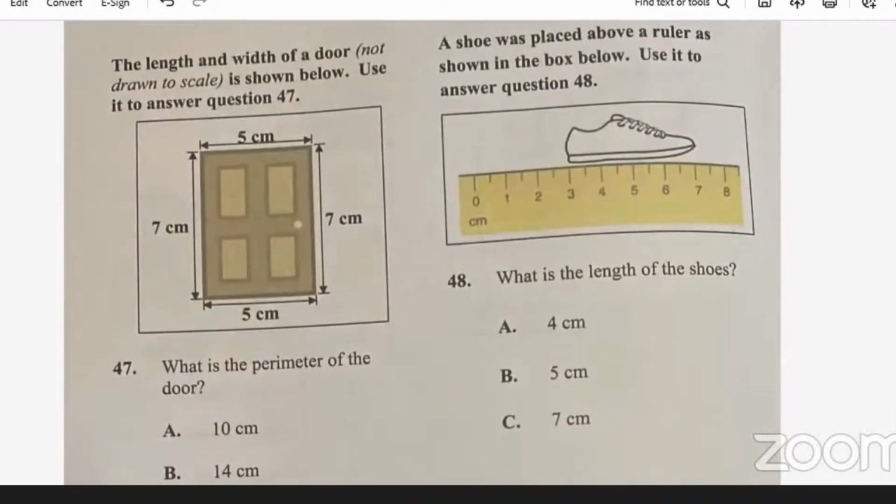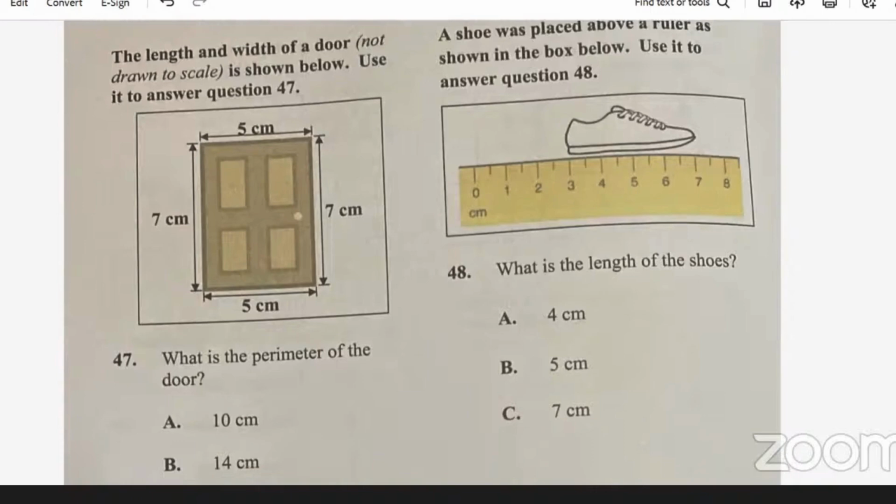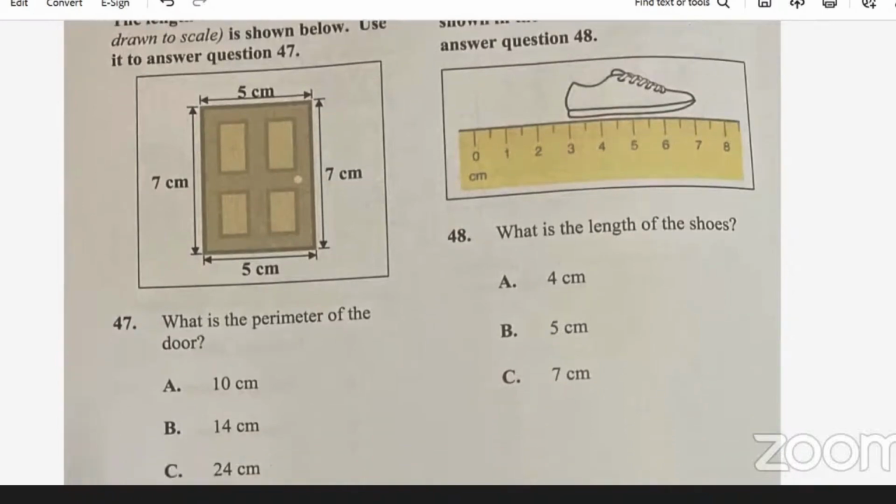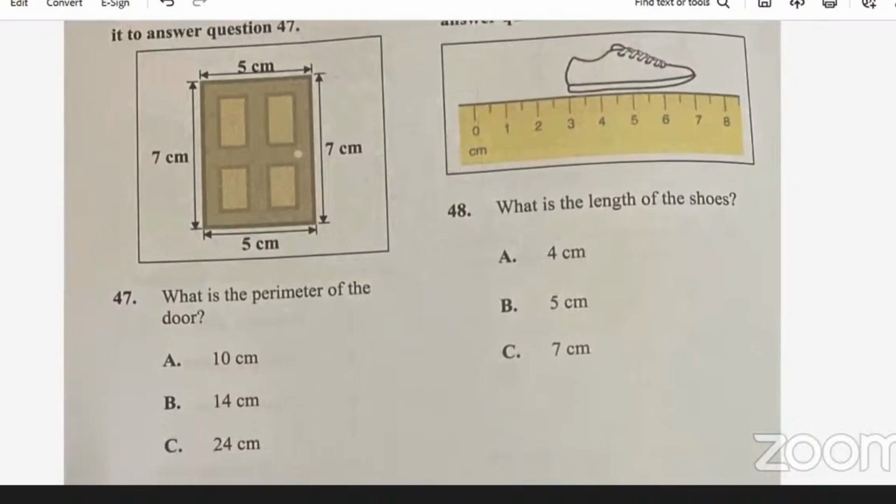All right, let's get to question 47. The length and width of a door, not drawn to scale, is shown below. Use it to answer question 47. What is the perimeter of the door? All right, so we have the measurements here. Remember, the perimeter of a shape, and in this case it's a door, would be the distance around. So the total measurement right around.